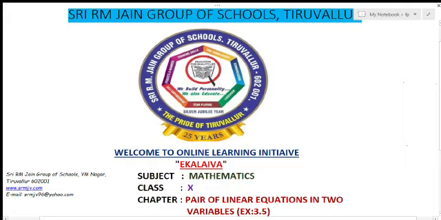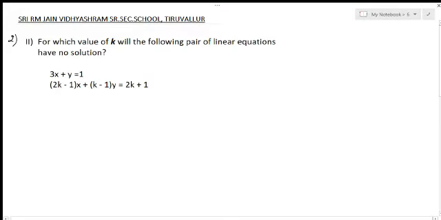Today we are going to see pair of linear equations in two variables, exercise 3.5. Your second sum: for which value of k will the following pair of linear equations have no solution? So they have given us a pair of linear equations and they said the solution is no solution. We know the condition for no solution. So let us write the condition and find out the value for k.